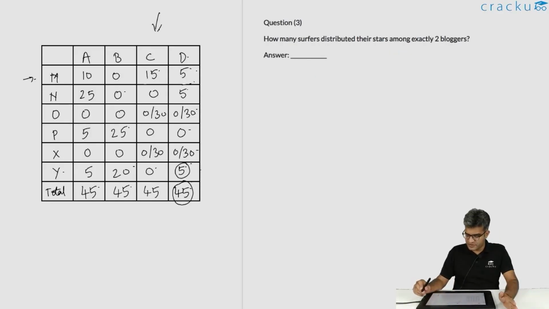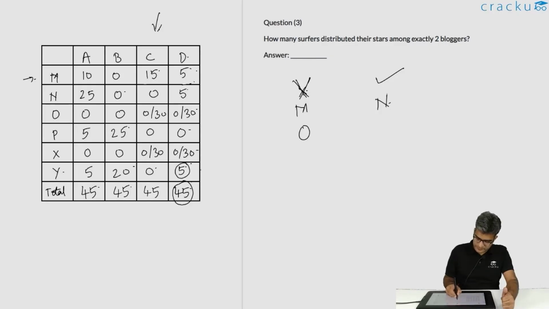How many surfers distributed their stars among exactly 2 bloggers? That is not M, because M gave 10, 15 and 5. That is N, because N gave only to A and D. That is not O, because O gave all of his stars to only 1. We don't know whether it is C or D, but it is only to 1. That is P, because P gave all of his stars to A and B.